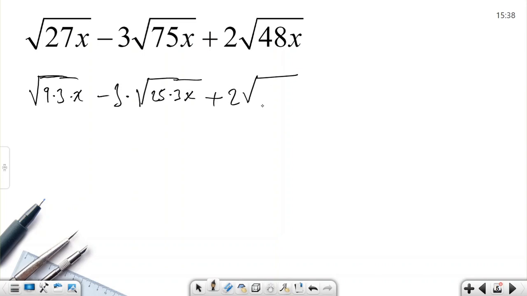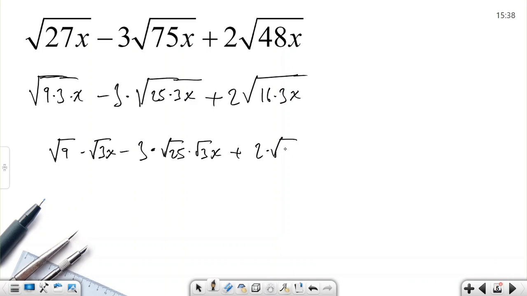Plus 2 times 48, is it possible to factorize with a perfect square? 16 times 3 times x. So as you see, 3x, I'm not going to separate all of them, I'm just going to separate the perfect squares. Square root of 9 times square root of 3x minus 3 times square root of 25 times square root of 3x plus 2 times square root of 16, not 4, sorry, as you see that's 16, multiplied by square root of 3x.